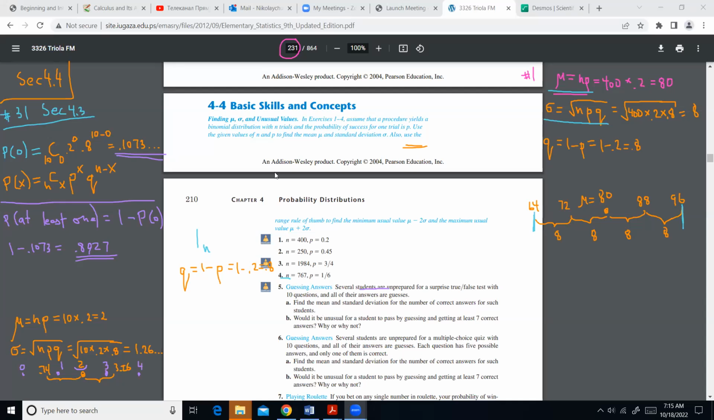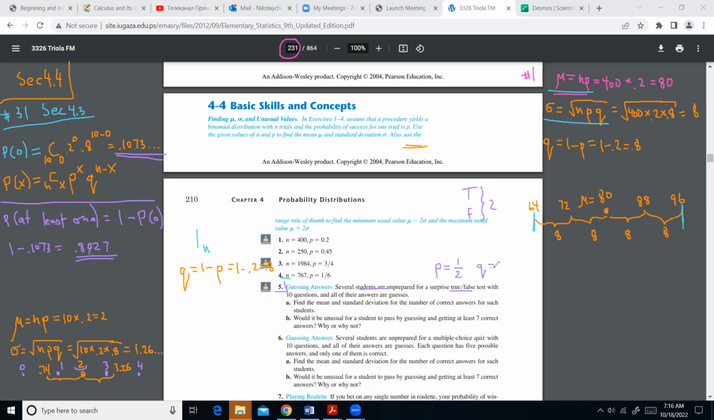So anyways, let's try another exercise here. Let's say, how about problem number 5 that says guessing the answers. So it says that several students are not prepared for a true-false test. That's a 50-50, right? So the probability that one will guess is 1 out of 2 possibilities. You say either true or false. So out of these 2 choices, 1 of them is correct and the other is not correct.